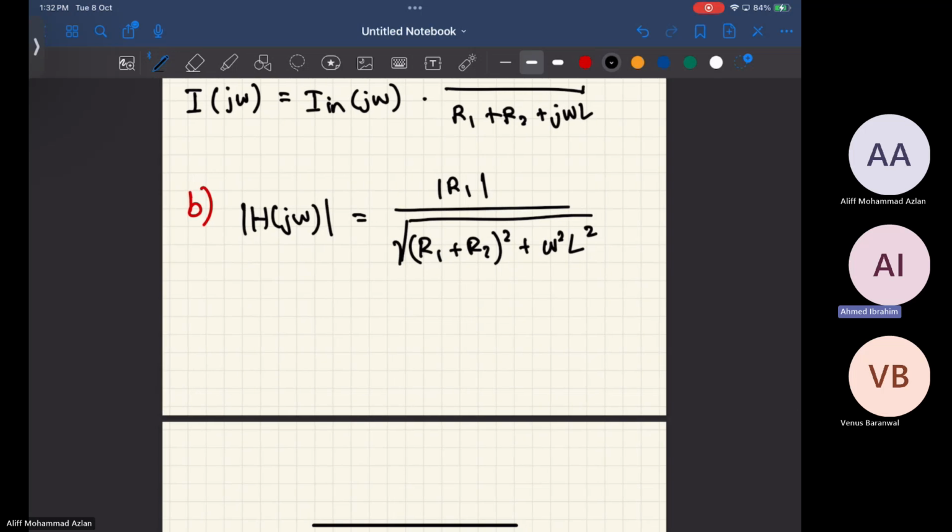So let's just calculate a few basic points. We start with 0. So if we have 0 over here for omega, then that's going to be R1 plus R2 all squared, square rooted. So that's just R1 plus R2 at the bottom. So we'll have R1 divided by R1 plus R2. And the question gives us the values of the components, and it tells us R1 is equal to R2. So in this case, that's just going to equal half.